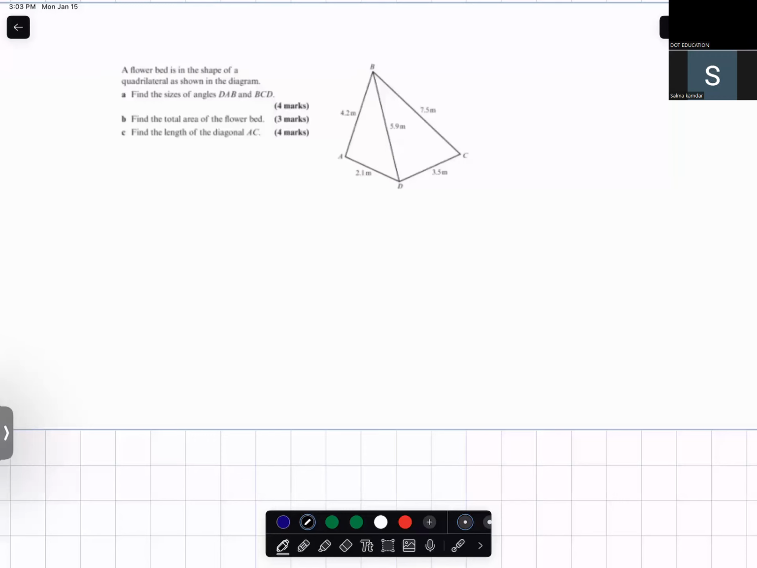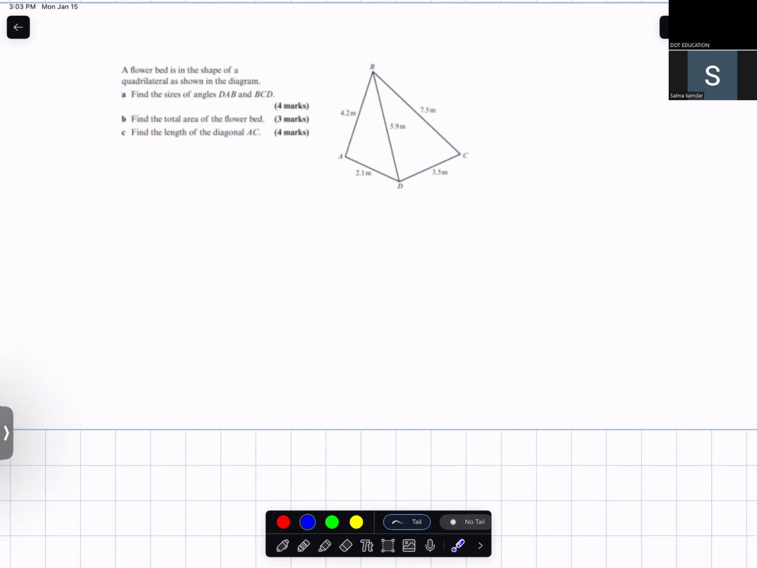A flower bed is in the shape of a quadrilateral as shown in this diagram. We are to find the sizes of angle DAB and also angle BCD. After that, we find the total area of the flower bed and the length of the diagonal AC. First, we'll be looking at finding the size of angle DAB.